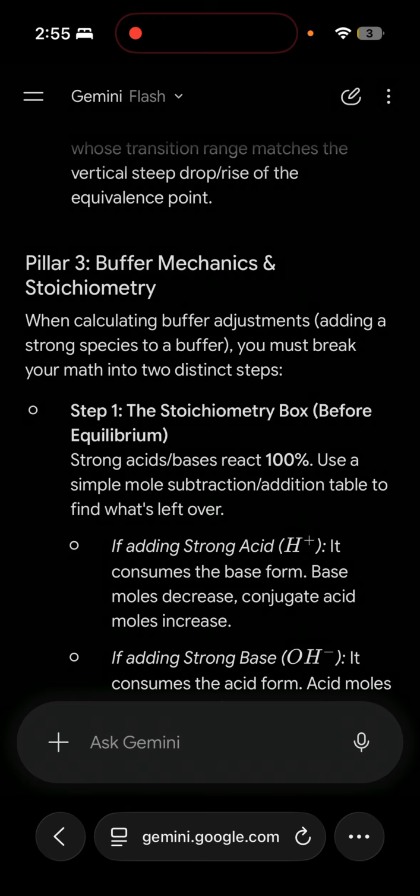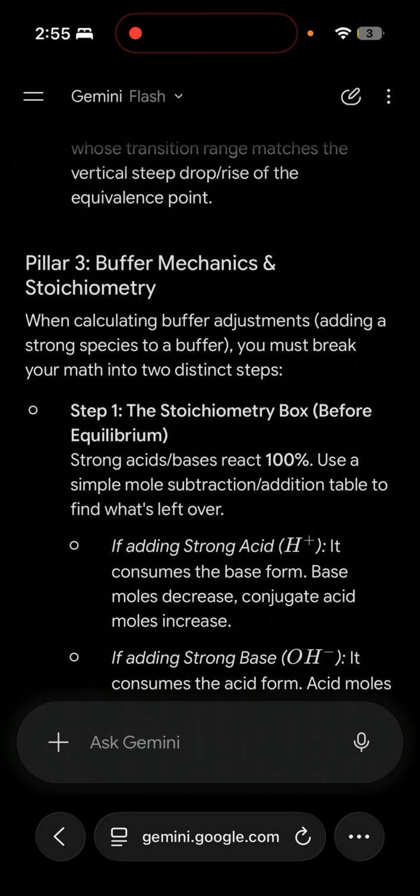Indicator selection. 1. Identify the titration type. 2. Match pH. Phenolphthalein changes color in a basic range, pH 8 to 10. Ethyl red or methyl red changes color in an acidic range, pH 4 to 6. Choose the one that matches the acidic equivalence point.